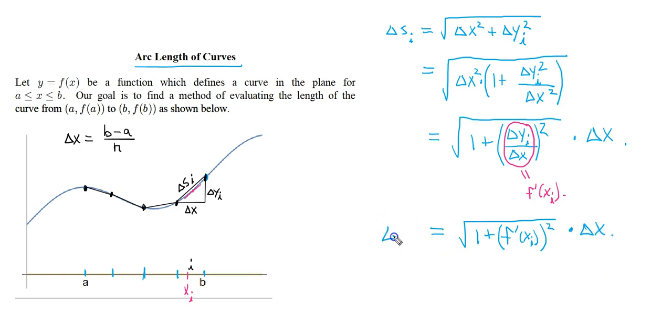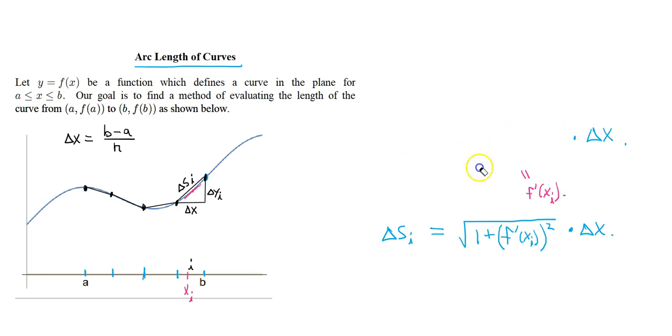Okay, so we've determined that our change in s, this distance right here, is equal to this quantity right here. Now all we have to do is sum all of these up and take the limit as our partitions go to infinity, and we'll get an integral coming out. So now what we can do is write this. So our arc length will equal the sum of all of these terms down here.